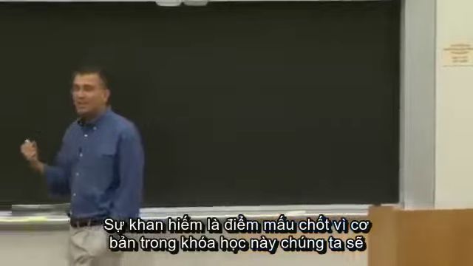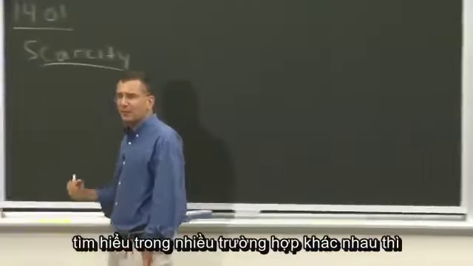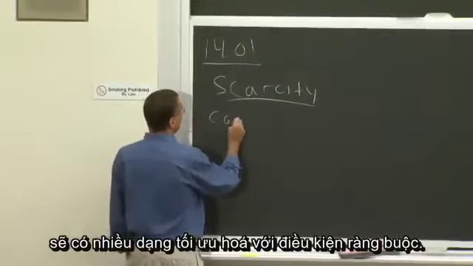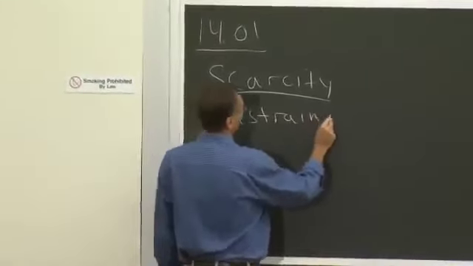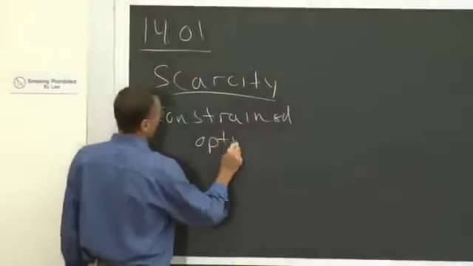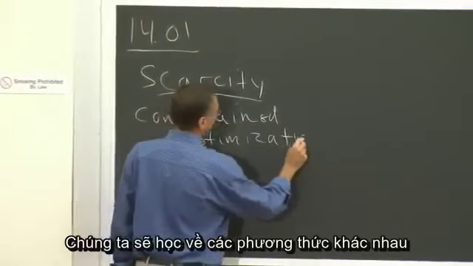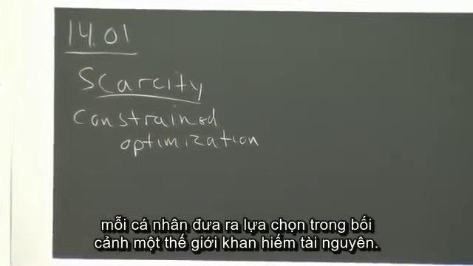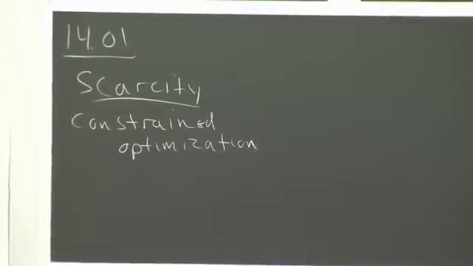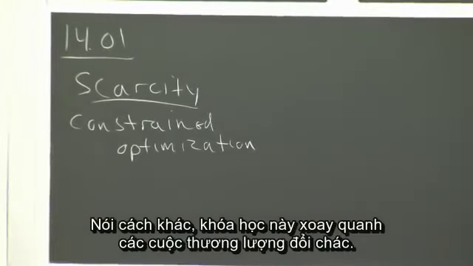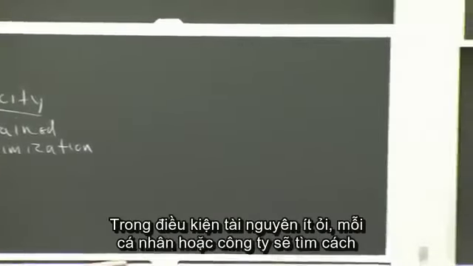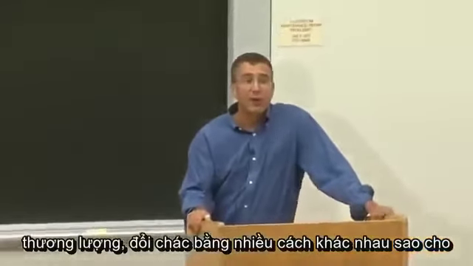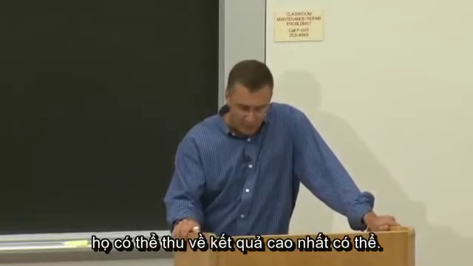Scarcity is key because what we're going to learn about this semester in various shapes and forms is a lot of different types of constrained optimization. We're going to learn a lot about different ways that individuals make choices in a world of scarcity. That is, this course is going to be about trade-offs. Given scarce resources, how do individuals and firms trade off different alternatives to make themselves as well off as possible?